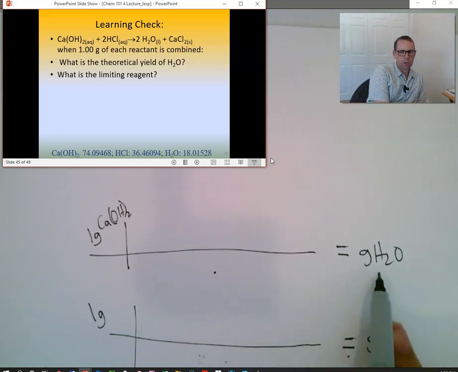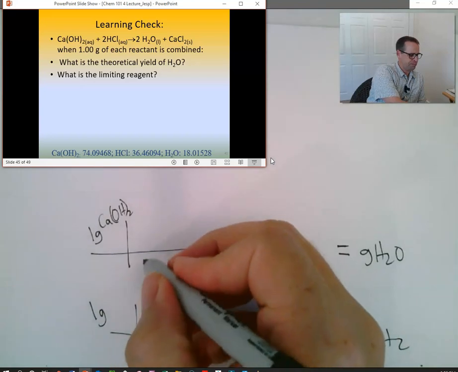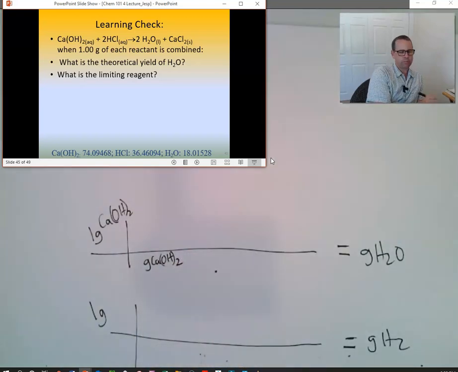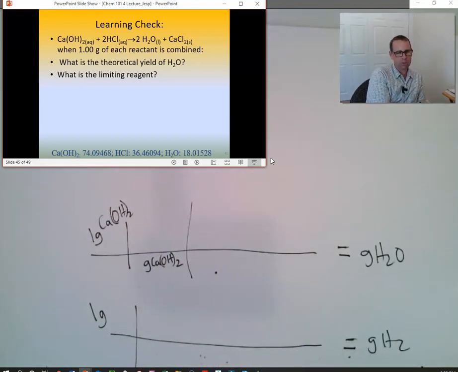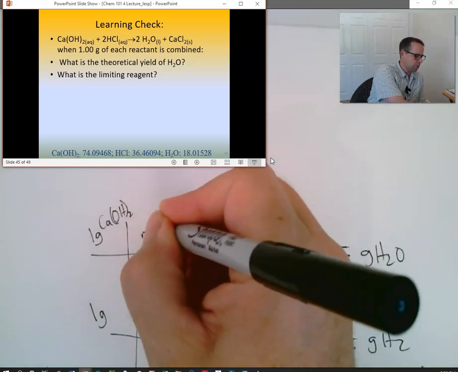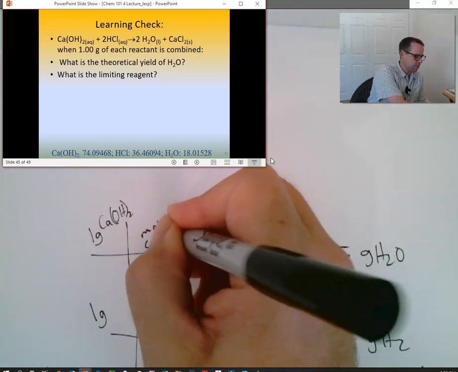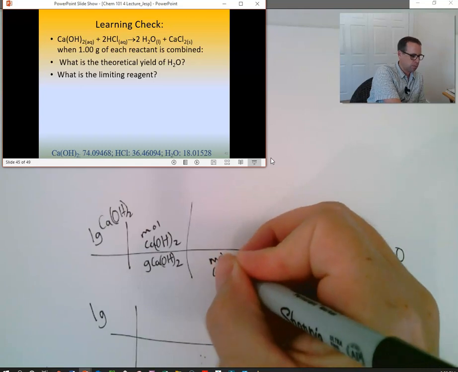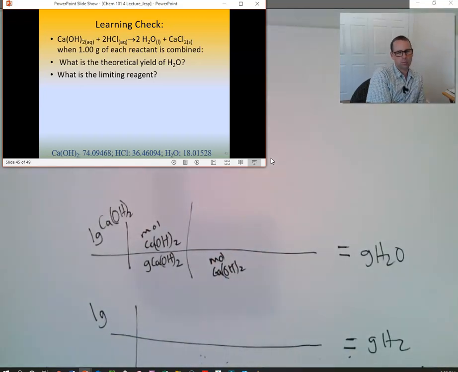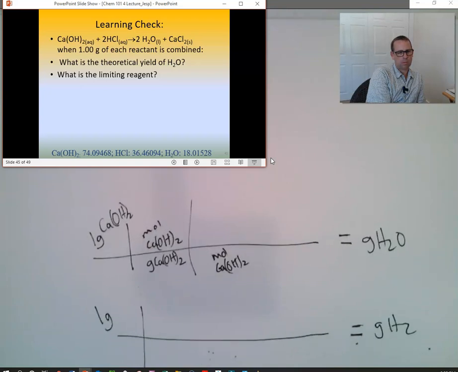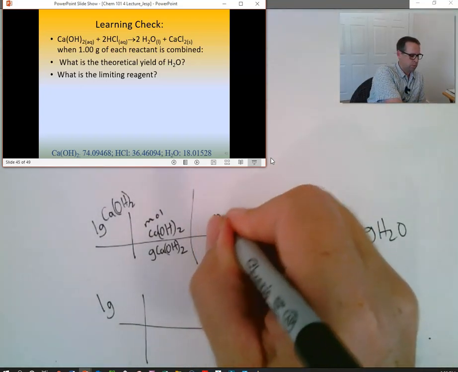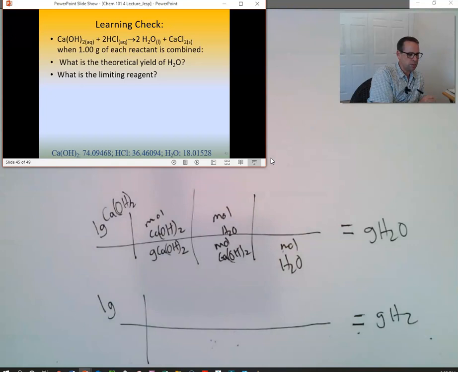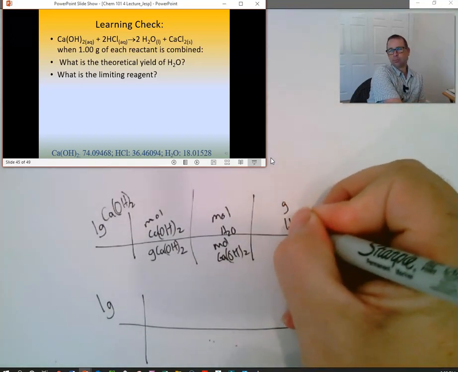So how am I going to get to grams of water? Well, where do I go? To the moles. I go to moles of calcium hydroxide. Okay. After I get the moles of calcium hydroxide, where am I going to try to go? Okay, now we're going to go up to the moles of H2O. Moles of water. All right. And then I go from moles of water to the grams of water. Very good.